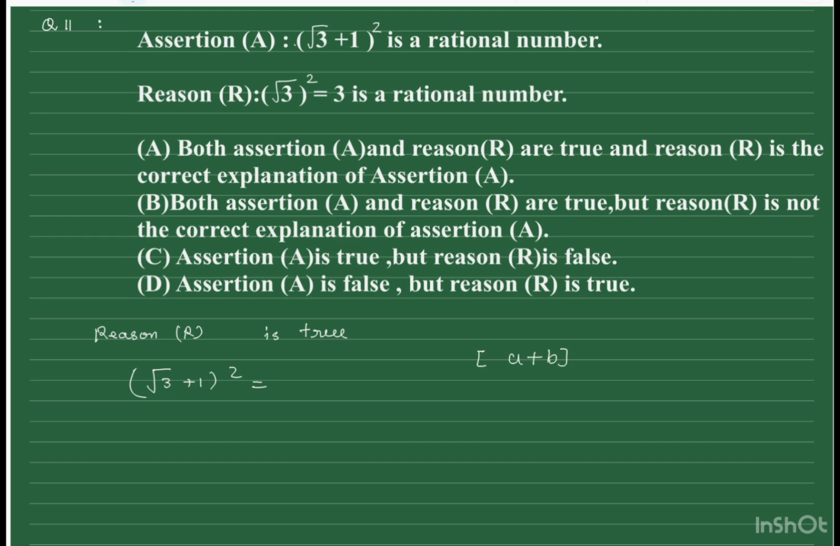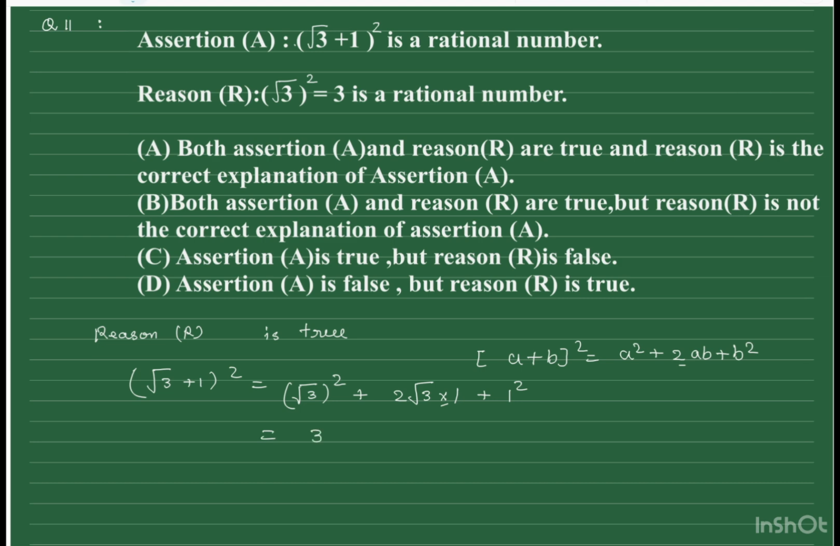We know (a plus b) all square is equal to a square plus 2ab plus b square. Here a is root 3. So root 3 square plus 2 into ab, ab means root 3 into 1, plus b square, which is 1 square.